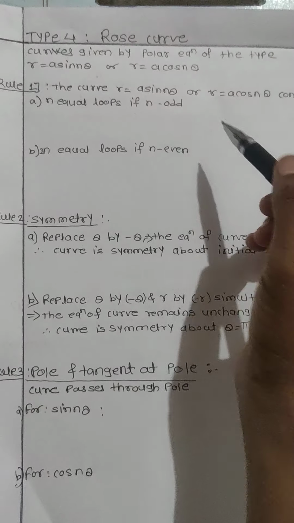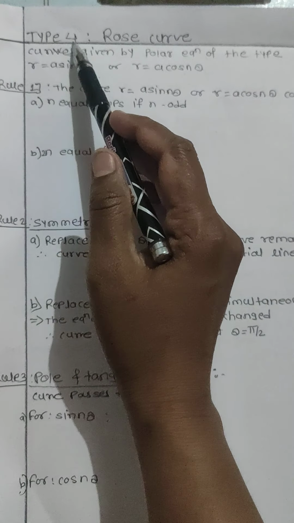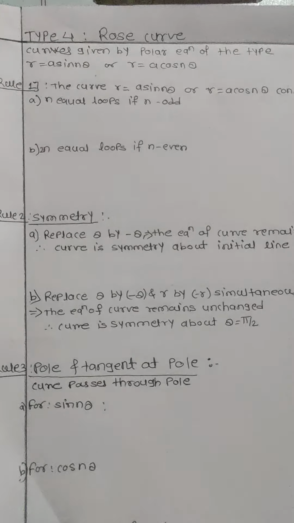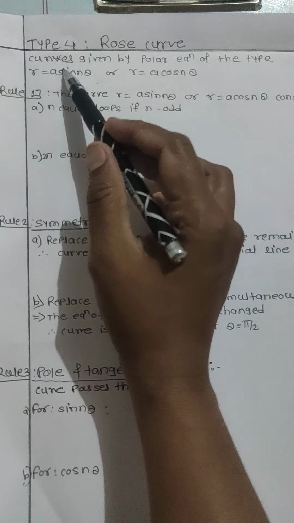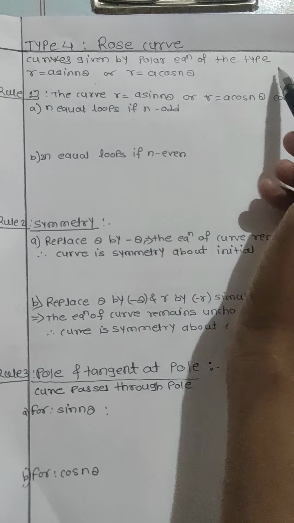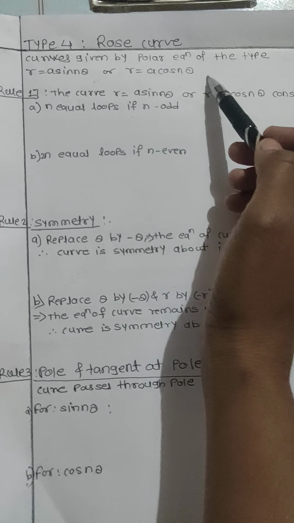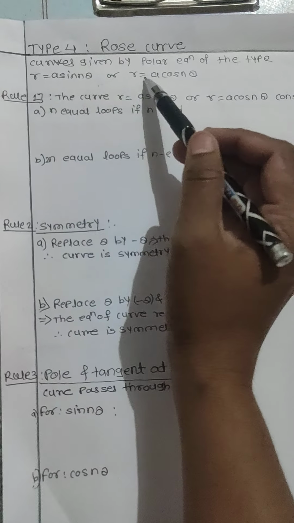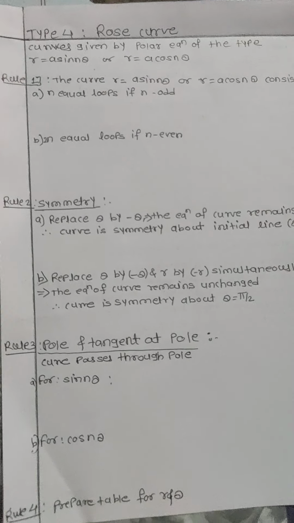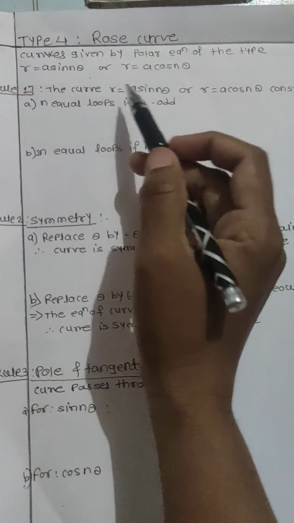Hello student, here we will take the type 4 of the curve tracing, that is the Rose curve. See, a curve given by a polar equation of the type r equal to a sin n theta or r equal to a cos n theta. That means if this type of equation is given, how to draw the curve? By using the rules of the Rose curve.